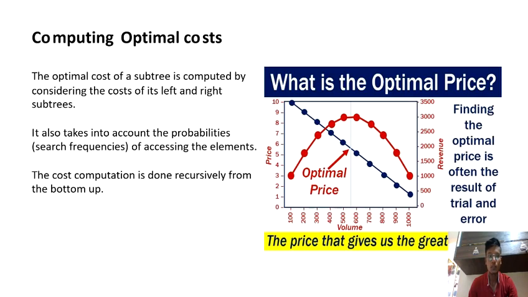Next one is computing the optimal cost. The optimal cost of a subtree is computed by considering the cost of the left and the right subtrees. It also takes into account the probabilities of accessing the elements. The cost computation is done from the bottom up. Here you can see the optimal cost that is given as the greater profit.